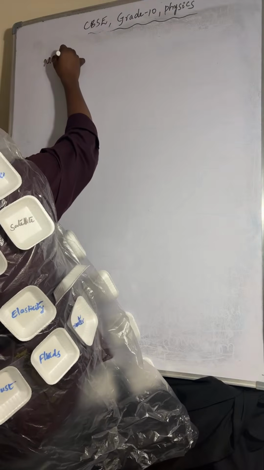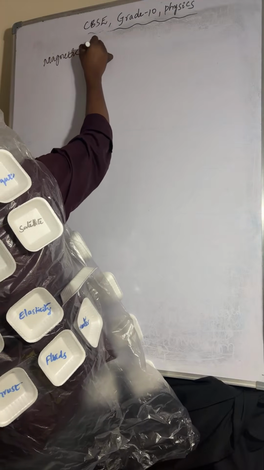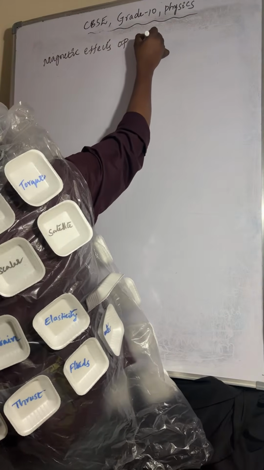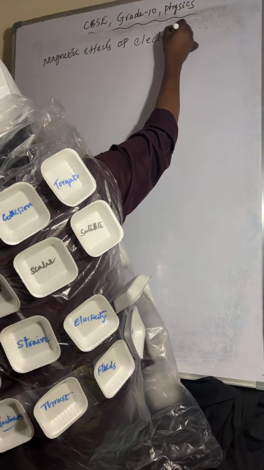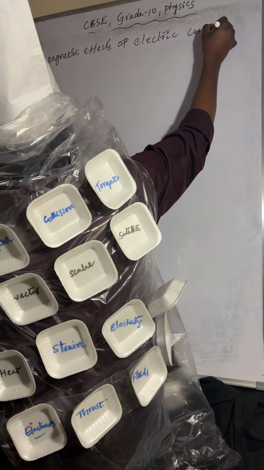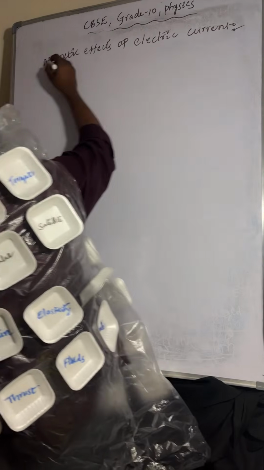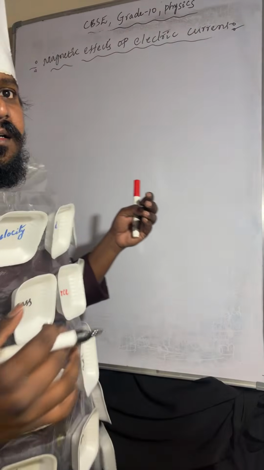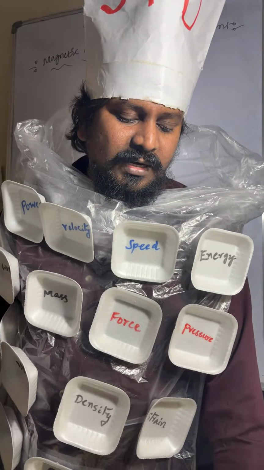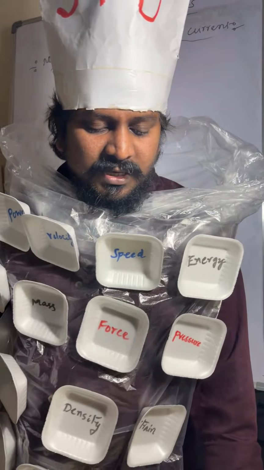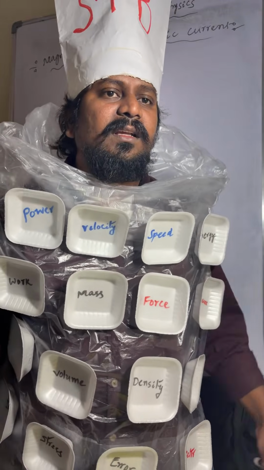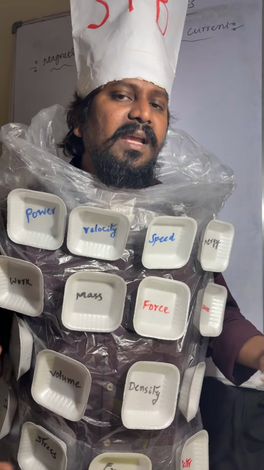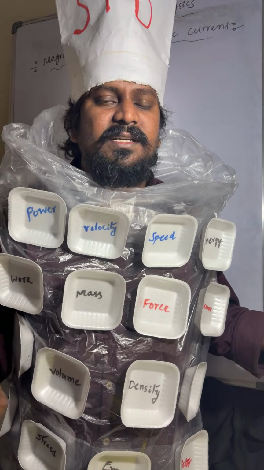Magnetic effects of electric current. When current is passing through a conductor, a magnetic field will be produced around the current-carrying conductor. That is what we are saying now.